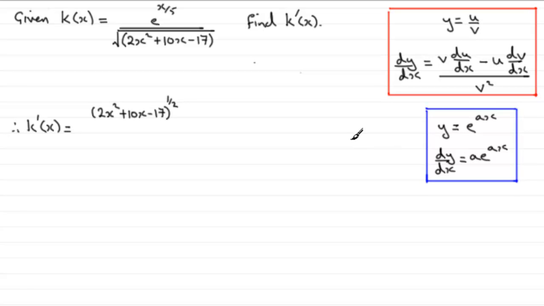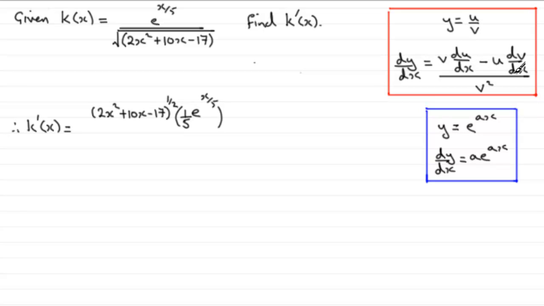So when it comes to differentiating the top here, it might say e to the power x over 5, but we can think of this as e to the power 1/5 x. a is a fifth. So multiplying this by the differential of e to the power x over 5 is going to be 1/5 e to the power a fifth x, or just simply x over 5. I'll put that in brackets for the time being. Okay, so that's the first part, v du dx.